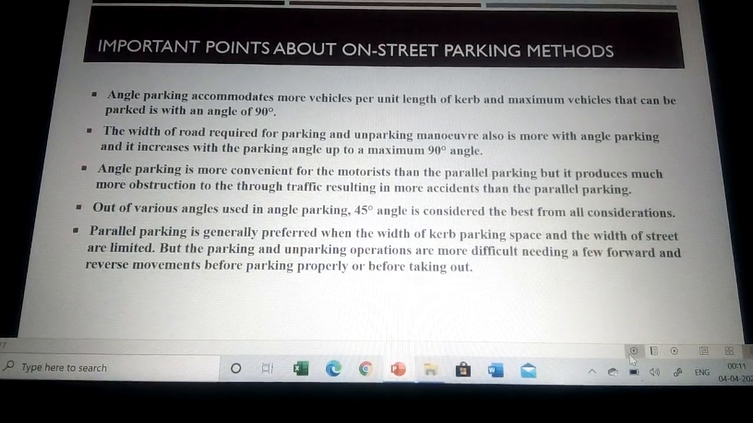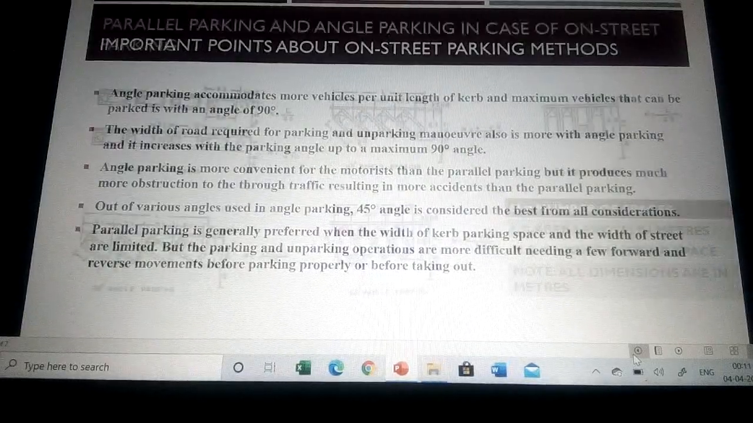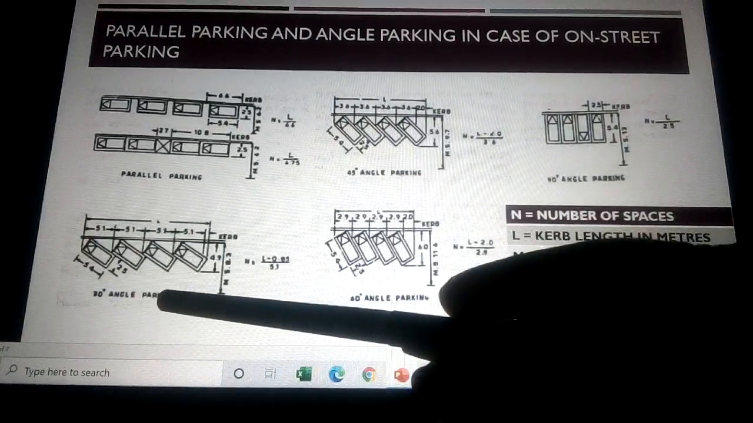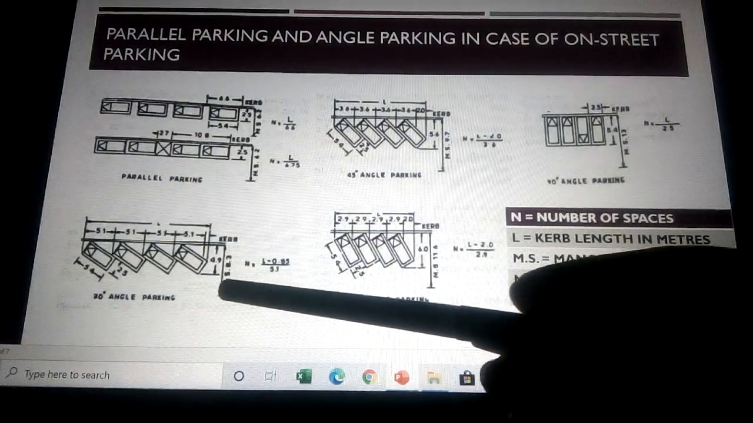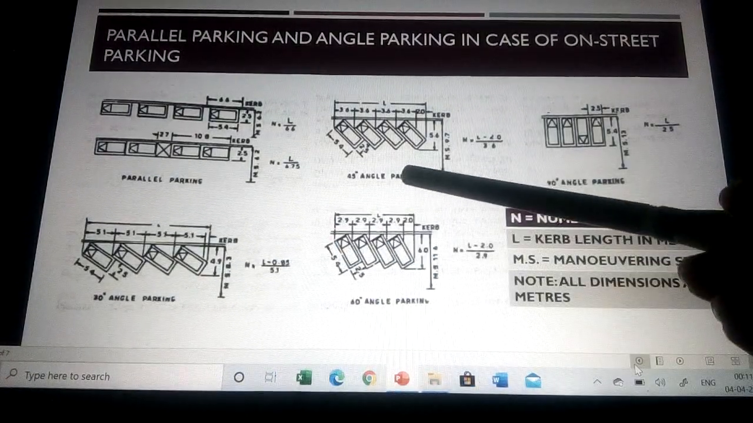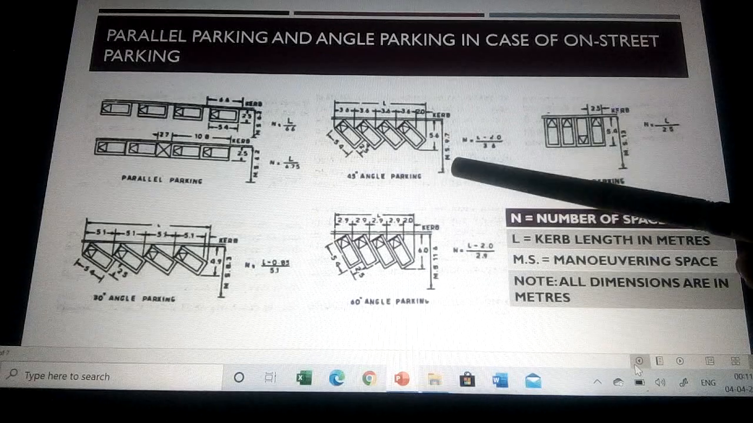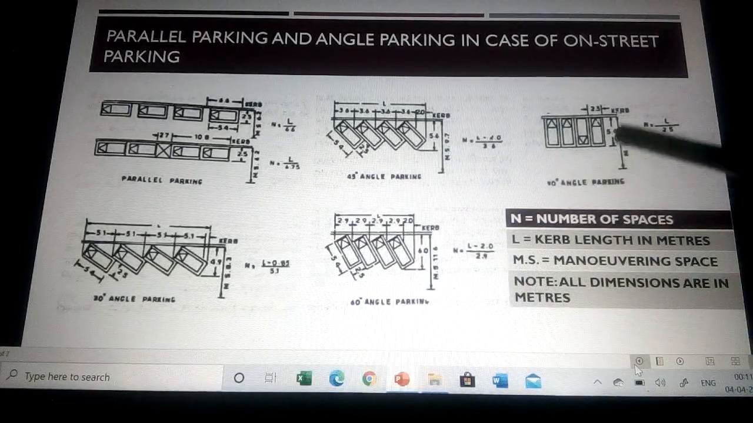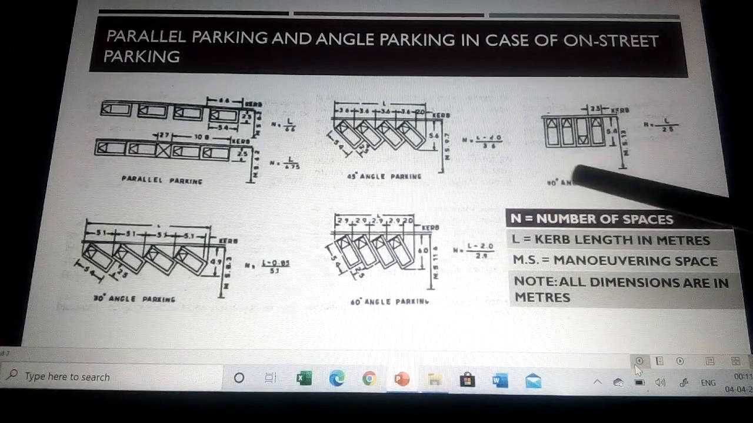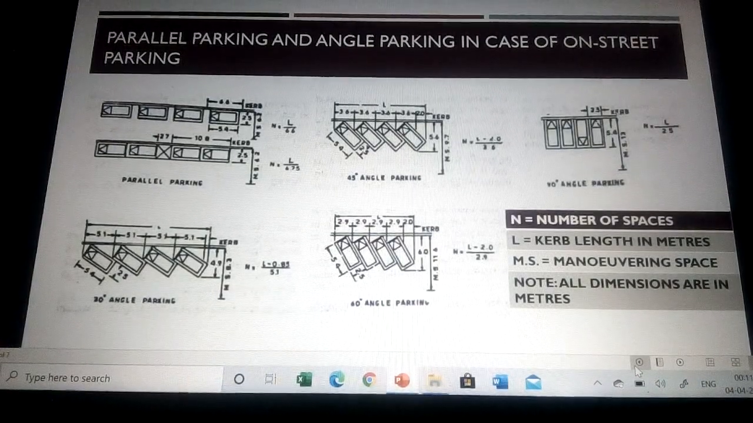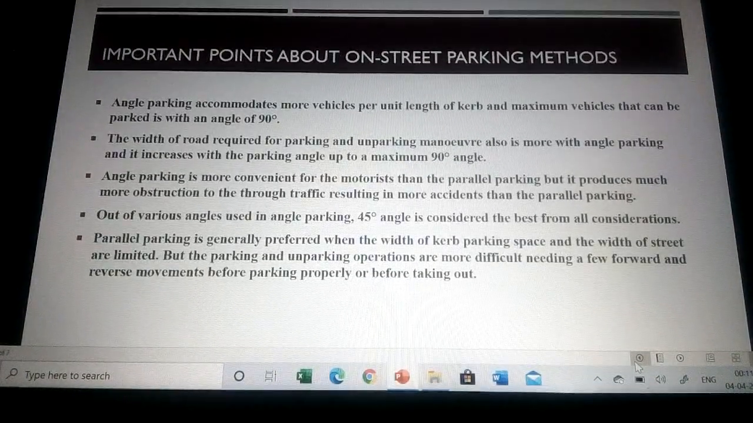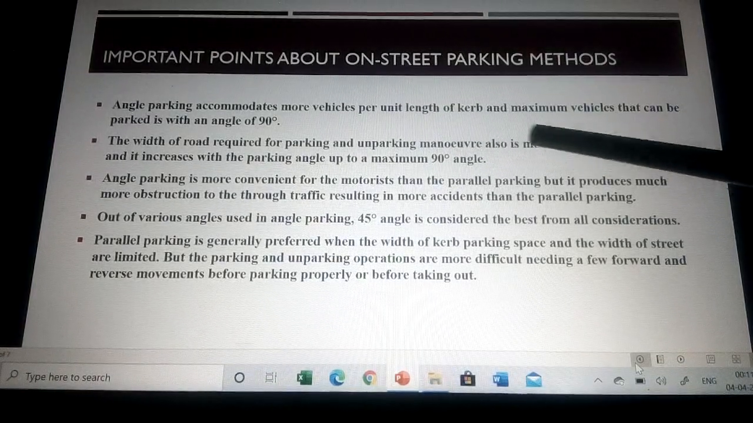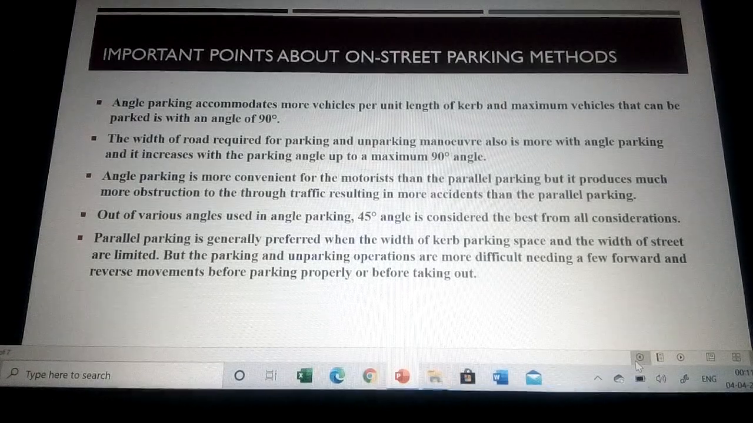Now, as we can see in the figure, as the parking angle increases, suppose for the case of 30-degree, MS is 8.3. If we move on to 45-degree, MS increases. And if you move on to 60-degree, it increases further, and the maximum is 13 meters in case of 90-degree angle parking. So this clearly shows that the parking and unparking movement is also more with angle parking.